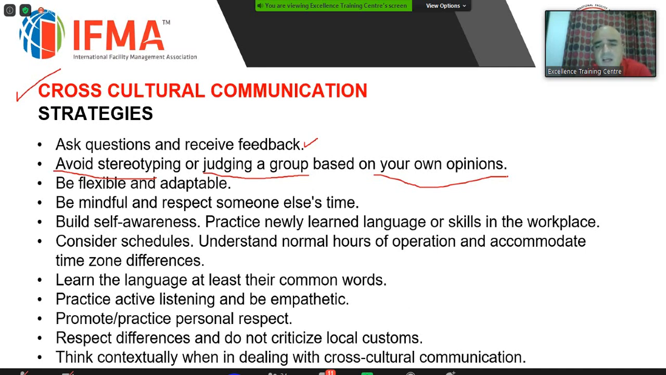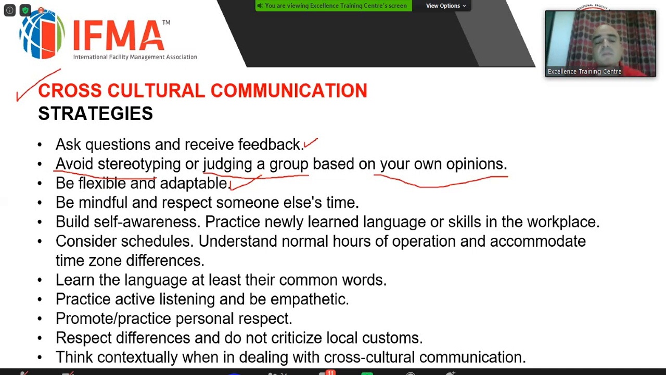You should understand the diversity, appreciate it, and understand communication on that basis. Be flexible and adaptable. Flexibility enables you, for example, let's say when you go to China, people might find it difficult to like the food there. If you are flexible and adaptable and understand the culture and appreciate the differences between the cultures, you will be able to blend in better. You will be able to communicate with the people better.